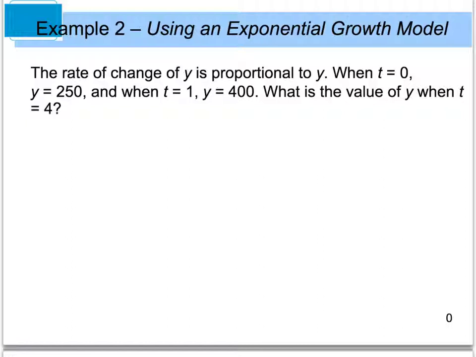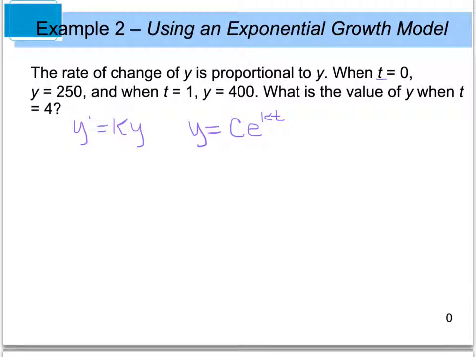So this leads us into example 2, and it says the rate of change of y is proportional to y. When t equals 0, y equals 250, and when t equals 1, y equals 400. What is the value of y when t equals 4? What we're going to do is start out with the fact that y prime equals ky, and we know that y and t are related by the equation y equals c times e to the kt. So because we know these two equations, we can go in and find the value of c, which is our initial value, and our value of k by using the initial conditions that were given.